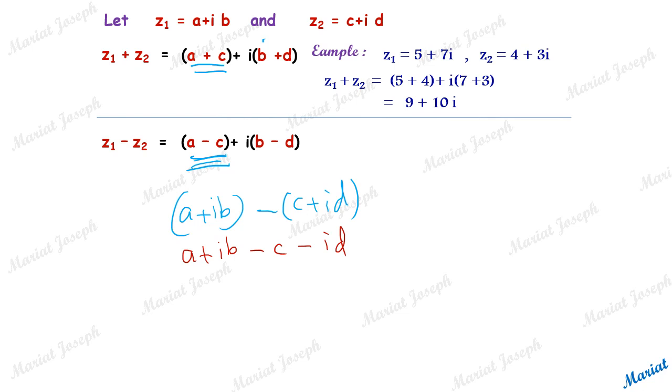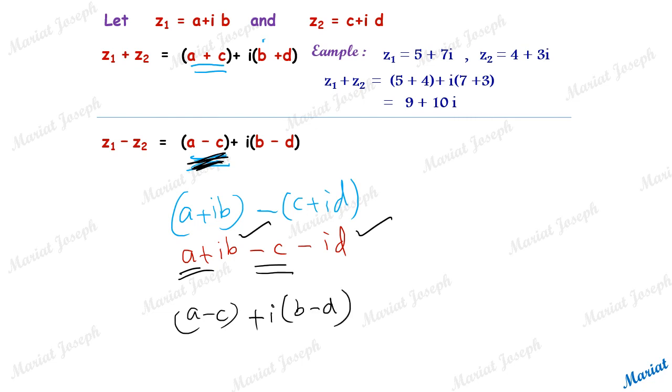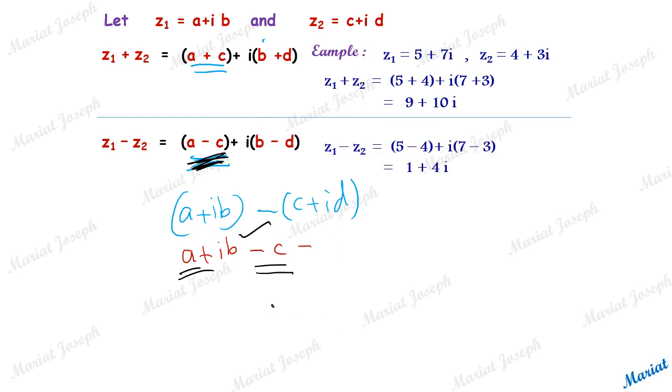And you just take the like terms. A and minus C are real. Put them together, A minus C. That's how we got A minus C as the real part. Now you look at the other two terms, IB minus ID. So I'm taking I common, so we can write B minus D inside. This is how we perform subtraction of two complex numbers, and now you're going to do a numerical.